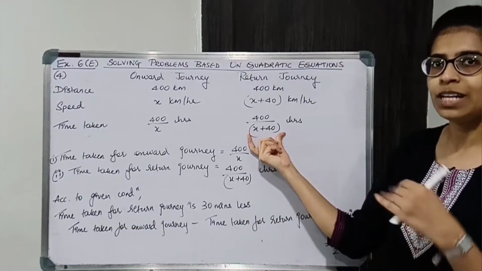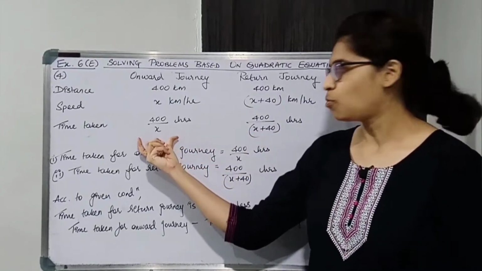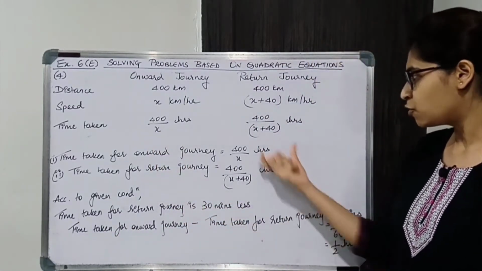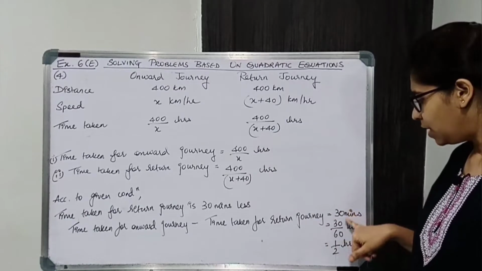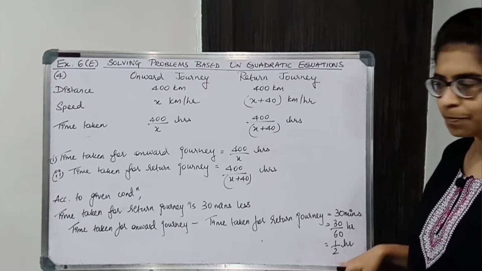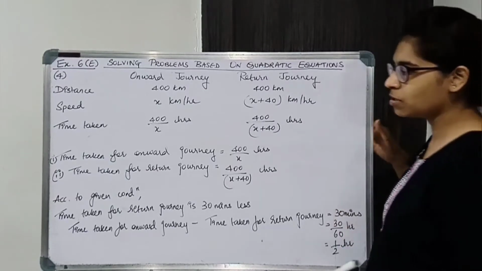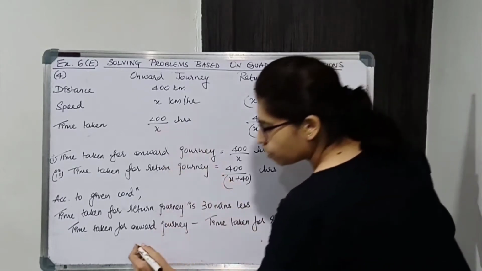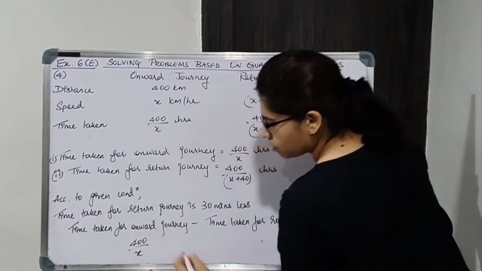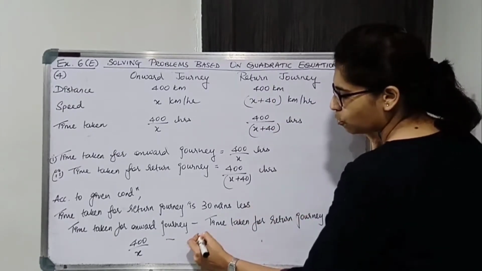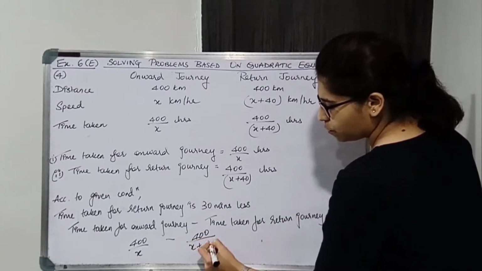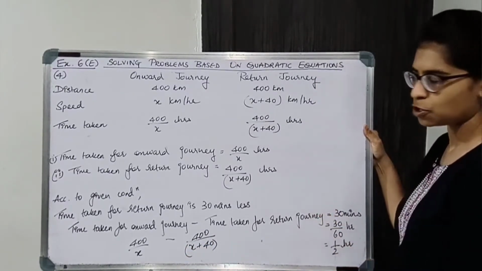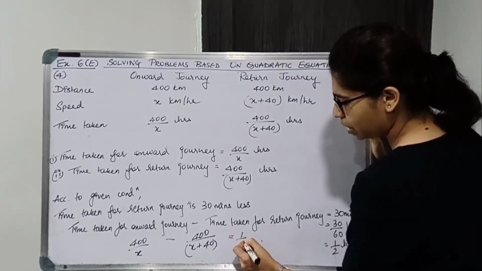Return journey का जो time है वो less है. This is more. So more minus less, that is time taken for onward journey, that is more, minus time taken for return journey, less, is equal to 30 minutes. We'll write this in form of hours. ठीक है. So we'll get the equation, substitute the value. Time taken for onward journey, it is 400 upon x minus this is 400 upon x plus 40. Okay, so after this you will substitute the value. So I'm directly writing over here, it will be equal to half.